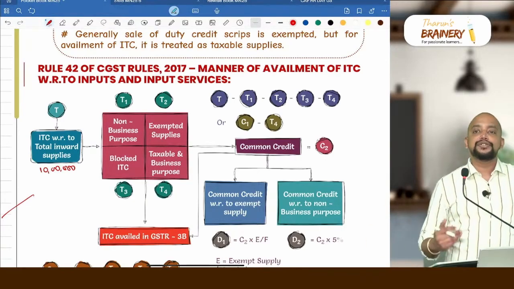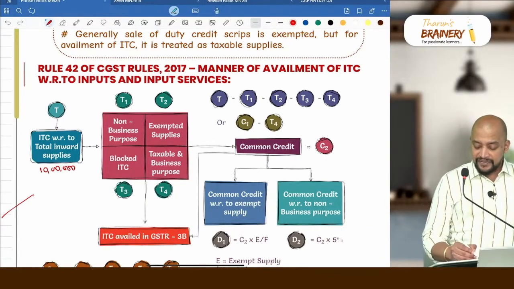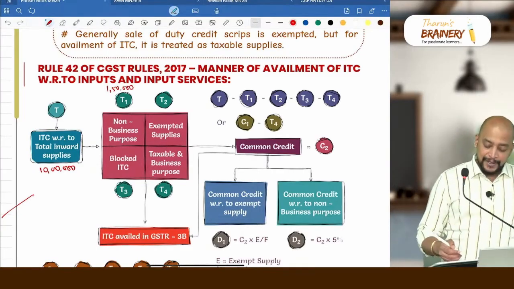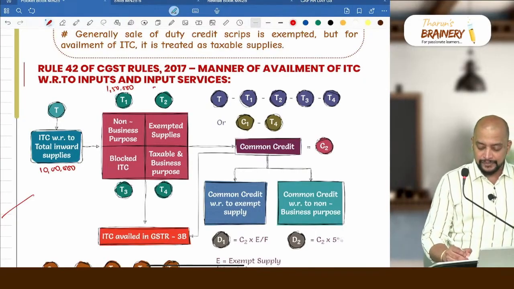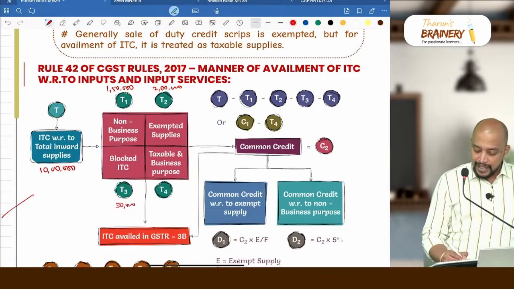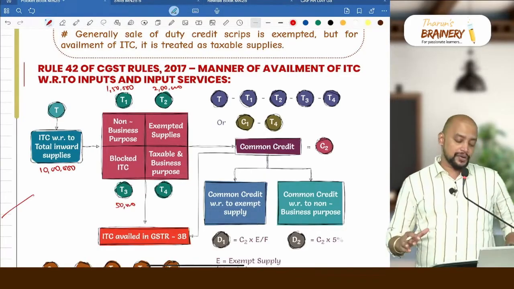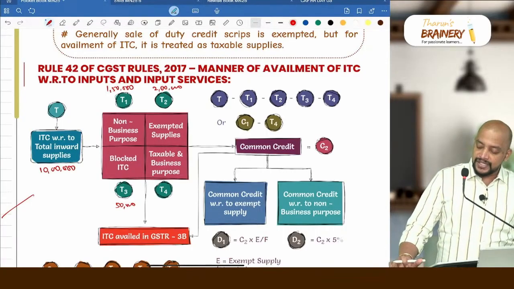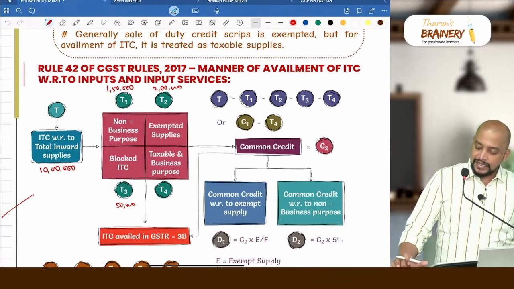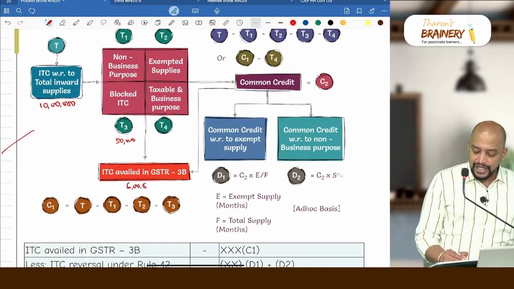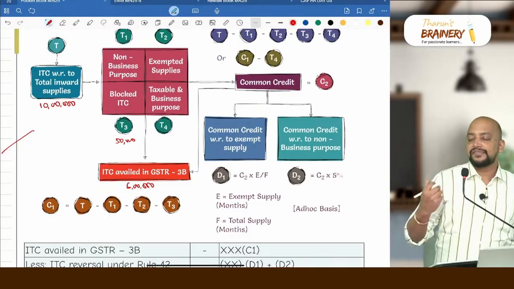T1 refers to inward supplies used for non-business purpose. Say we have some 1,50,000 rupees of inward supplies used for non-business purpose, and inward supply used for exempted outward supply, say 2 lakhs, and then blocked ITC is 50,000. Now with these three we need to take out. So total 10 lakhs is the tax paid on inward supply minus inward supply for non-business purpose 1,50,000 minus exempted supply 2 lakhs minus 50,000 T3. Now what you get as balance is 6 lakhs. That 6 lakhs is known as ITC availed in GSTR-3B. So this is the ITC that will be availed in 3B.